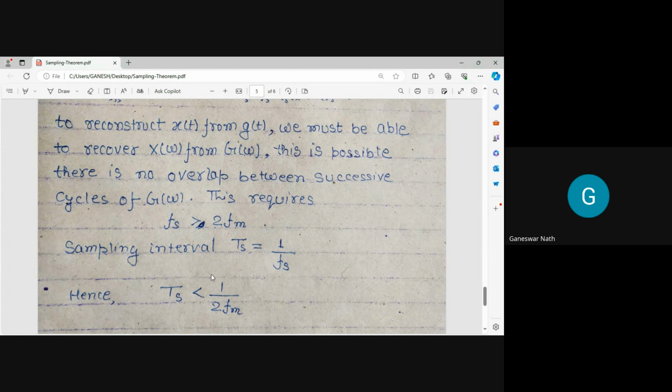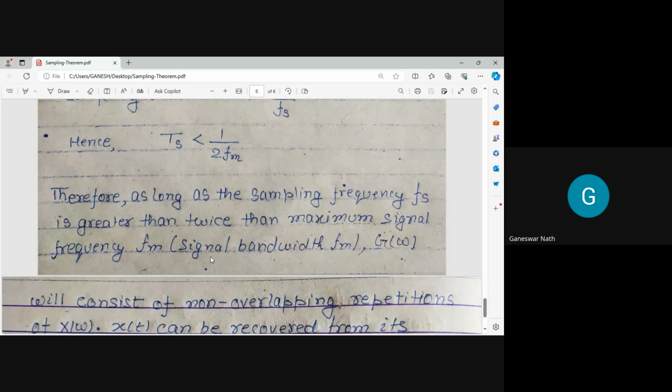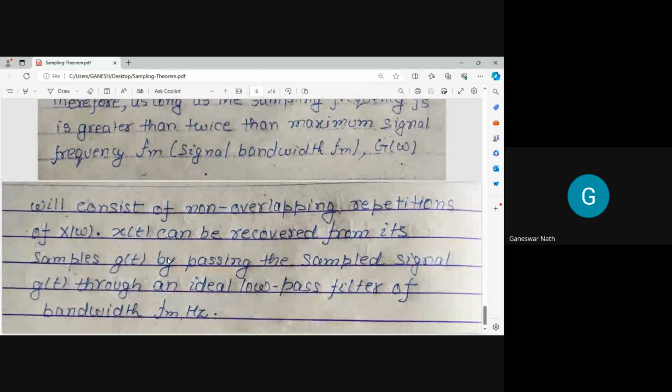Okay, and here you can find Ts is less than 1 by 2fm. Therefore, as long as the sampling frequency fs is greater than twice the maximum signal frequency fm, that is the signal bandwidth, G(omega) will consist of non-overlapping repetitions of X(omega), and x(t) can be recovered from its sampled signal g(t) by passing it through an ideal low pass filter of bandwidth, maximum frequency fm.